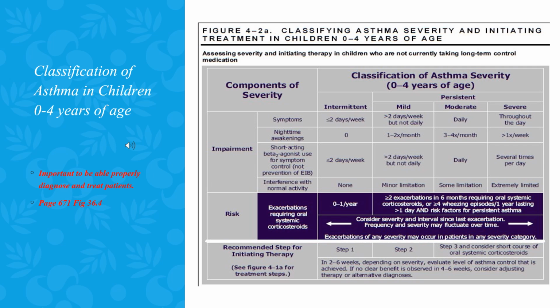If you look at the table, intermittent symptoms occur less than 2 days per week. They don't have nighttime awakenings. Their short-term beta agonist use is less than twice a week. It doesn't interfere with their normal activity. And then this progresses as we move through the stages, which once you get into mild, it's considered persistent. And then you go to moderate and severe. Severe persistent asthma, they have symptoms throughout the day. Nighttime awakenings at least once a week, sometimes more than that. They have to use their short-acting beta agonist at least several times a day, and their activity is extremely limited.